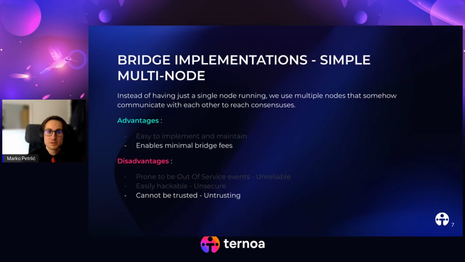So let's go to the next implementation, and that's the simple multi-node bridge implementation. Instead of having just one single node running, we use multiple nodes that somehow communicate with each other to reach consensus. This reduces or removes some of the disadvantages, like unreliable and insecure. So if you're running like 15 or 20 nodes, if one of those nodes goes offline, it's not really a big deal. You still have 19 or 18 left. It's the same for the hacking part. If a hacker managed to get access to 2 or 3 VMs or 2 or 3 nodes, well, it's not really a big deal.